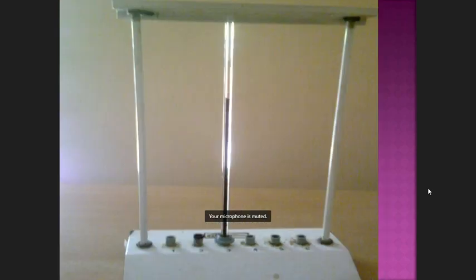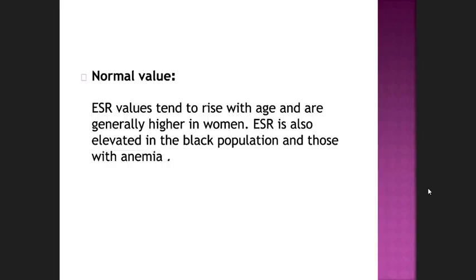Wintrobe tube. Okay. And what would be the normal values? Who will tell me the normal values and the clinical significance, like if it is raised, what we can say, if it is decreased, what we can say. Who will volunteer? ESR normal value for women is between 0 to 20 and for men it's 0 to 9.